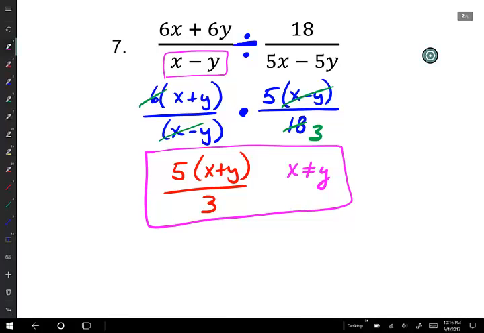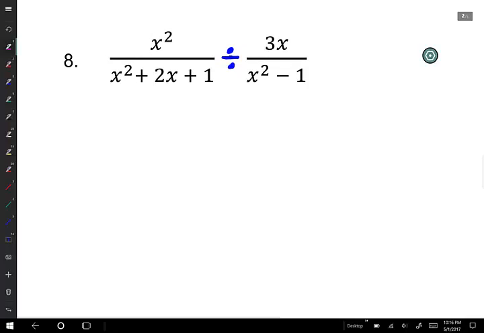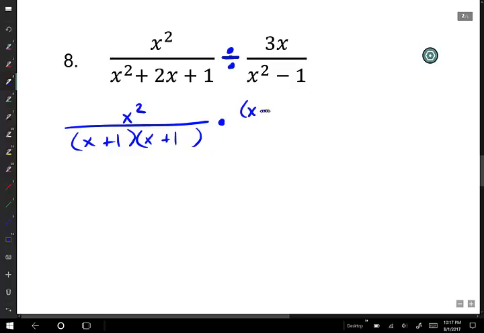Let's take a look at our last problem. We're going to start by factoring the denominator. So we have x squared in the numerator. The denominator, I hope you see it's a plus and a plus, 2 x's, and they're both going to be 1's. Times, that's the difference of 2 squares, so x plus 1 and x minus 1 over 3x.